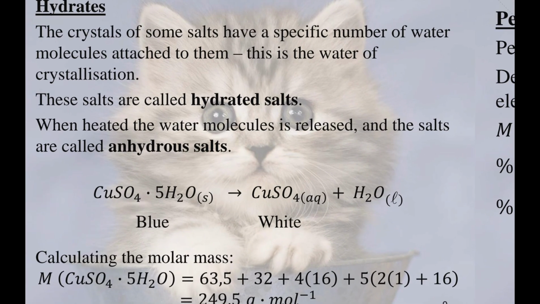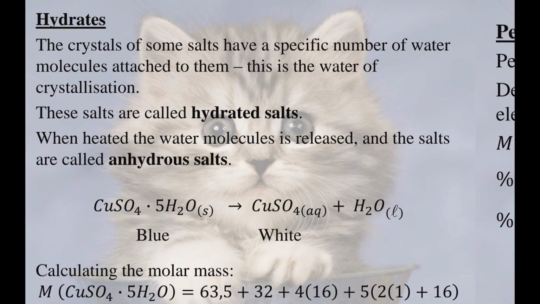The crystals of some salts have a specific number of water molecules attached to them. This is the water of crystallization. Let's talk about what water of crystallization is. These salts are called hydrated salts. When heated, the water molecules are released, and the salts are called anhydrous salts.